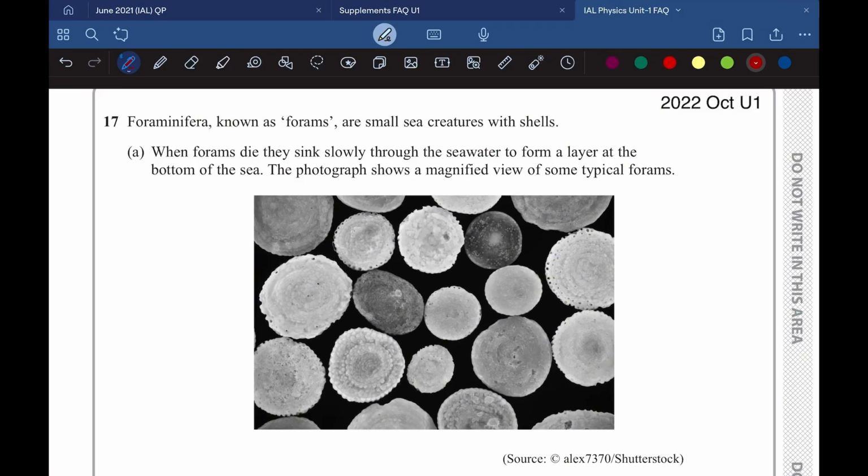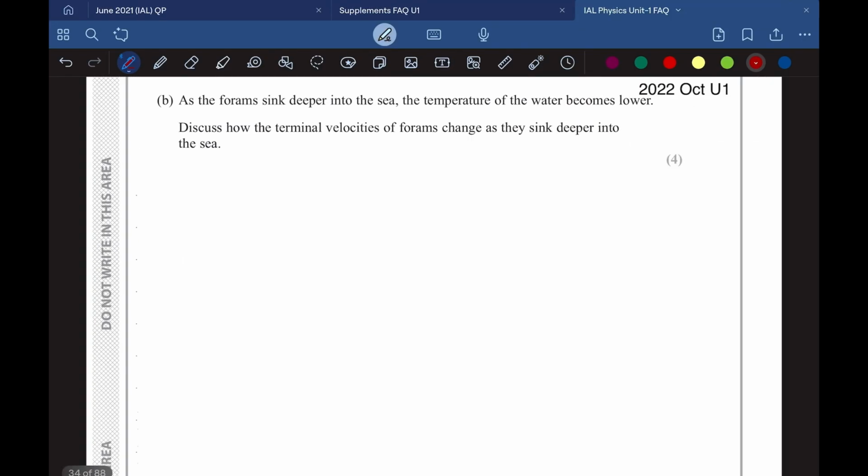Let's go through it. It says foraminifera, known as forams, are small sea creatures with shells. When forams die, they sink slowly through the seawater to form a layer at the bottom of the sea. The photograph shows a magnified view of some typical forams. The question says as the forams sink deeper into the sea, the temperature of the water becomes lower. Discuss how the terminal velocities of the forams change as they sink deeper into the sea.